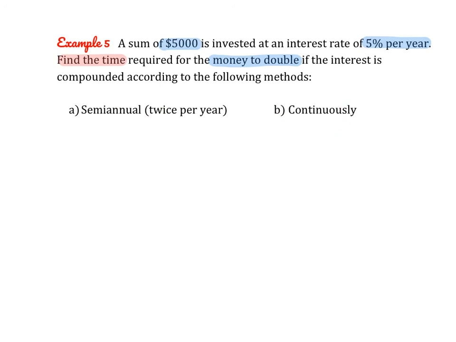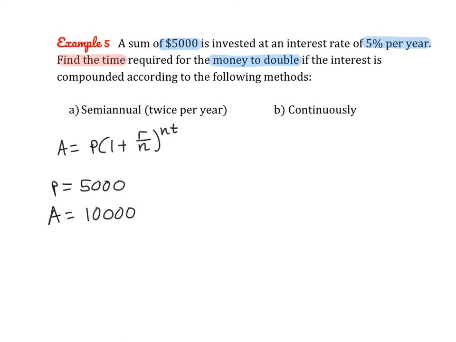Let's start by writing out the formula, and then we'll see what information we have and what we need to solve for. Here we have A equals P times (1 plus r over n) to the power of nt. We know that the principal is 5,000. That's how much we started with. And we're calculating the time it takes for the money to double, so the amount in our account after that time should be double 5,000, which is 10,000.